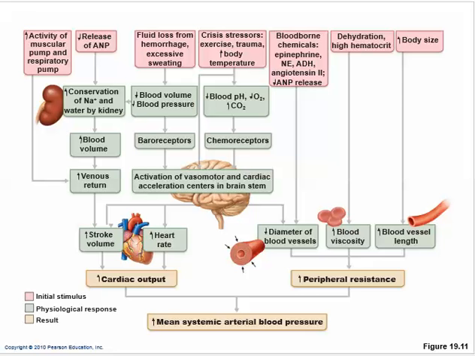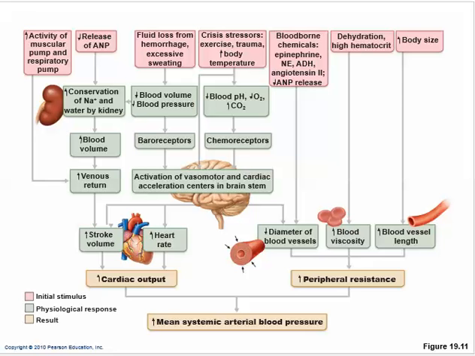If you lose fluid, hemorrhage, sweating, that kind of thing, you decrease blood volume, which then affects the baroreceptors, which activates the vasomotor centers, which increases heart rate, which increases stroke volume, which increases cardiac output. It also decreases blood vessel diameter, which increases peripheral resistance, which increases blood pressure. If you have high body temperature, it decreases pH, decreases oxygen, increases carbon dioxide, which is the chemoreceptors, etc., and that ends up increasing blood pressure.